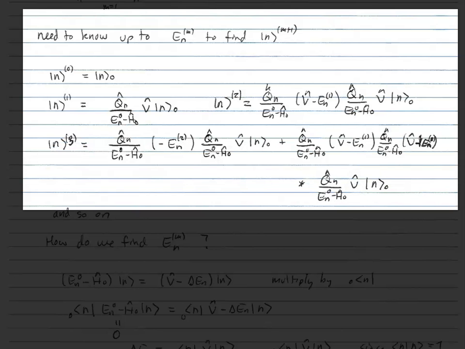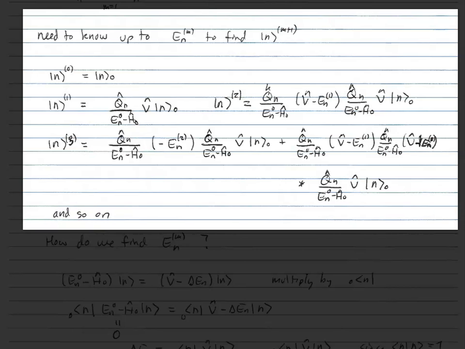|n⁽³⁾⟩ will be Qn over En0 minus H0. I have an En⁽²⁾ from that second line that I did not include, that minus En⁽²⁾. I have to include that if I'm going to third order, times the Qn over En0 minus H0 V hat, plus that triple term, Qn over En0 minus H0 V minus En⁽¹⁾, Qn over En0 minus H0 V minus En⁽¹⁾, times Qn over En0 minus H0 times V, all acting on the ket |n₀⟩, and so forth.